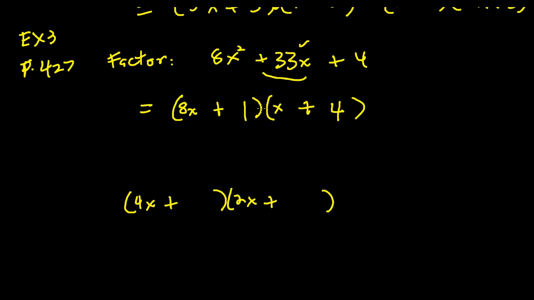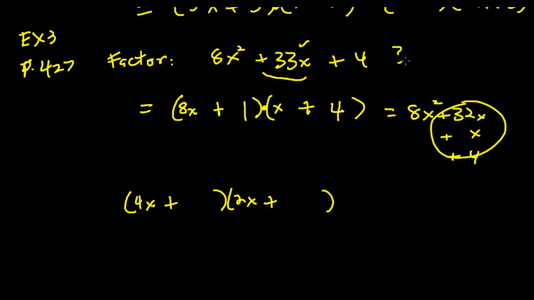If I multiply these binomials, do I indeed get what I started with? Let's try it. 8x times x, the first product is 8x squared. The outer product we know is 32x. The inner product is 1x, or just x. And the last product is 4, plus 4. So I get 8x squared plus 33x plus 4.